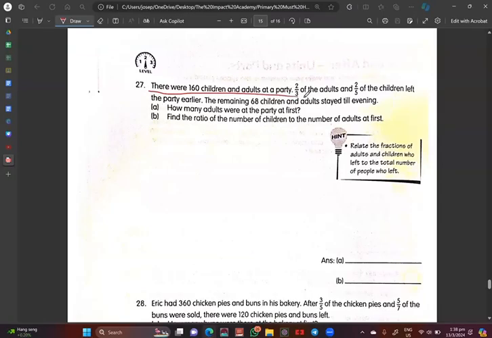Now, there were 160 children and adults at a party. Do I know how many children? Do I know how many adults? I don't know, but I know the total is 160. Okay? Now, sentence number 2: 2/3 of the adults and 2/5 of the children left.